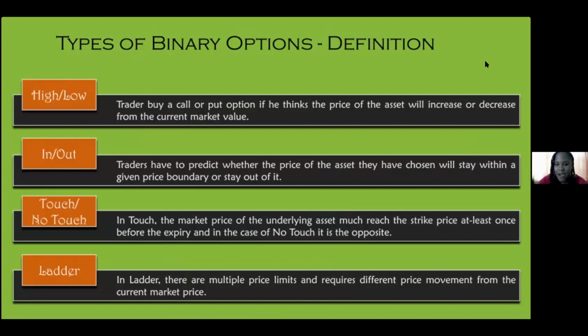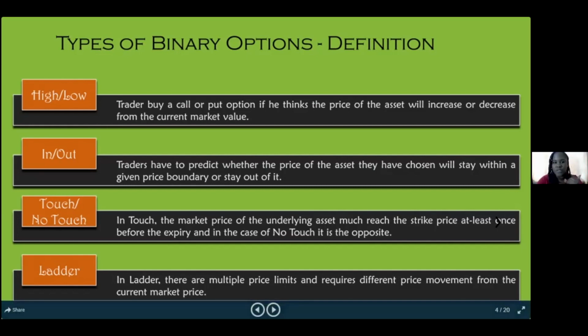We've got the in and out, where the trader has to predict whether the price of the asset they have chosen will stay within a given price boundary or stay out of it. Then you have the touch, no touch. In touch, the market price of the underlying asset must reach the strike price at least once before the expiry, and in the case of no touch, it is the opposite. With ladder options, there are multiple price limits and they require different price movements from the current market price. But as I said, at B, we keep it simple and we do the high-low type of binary option trading.